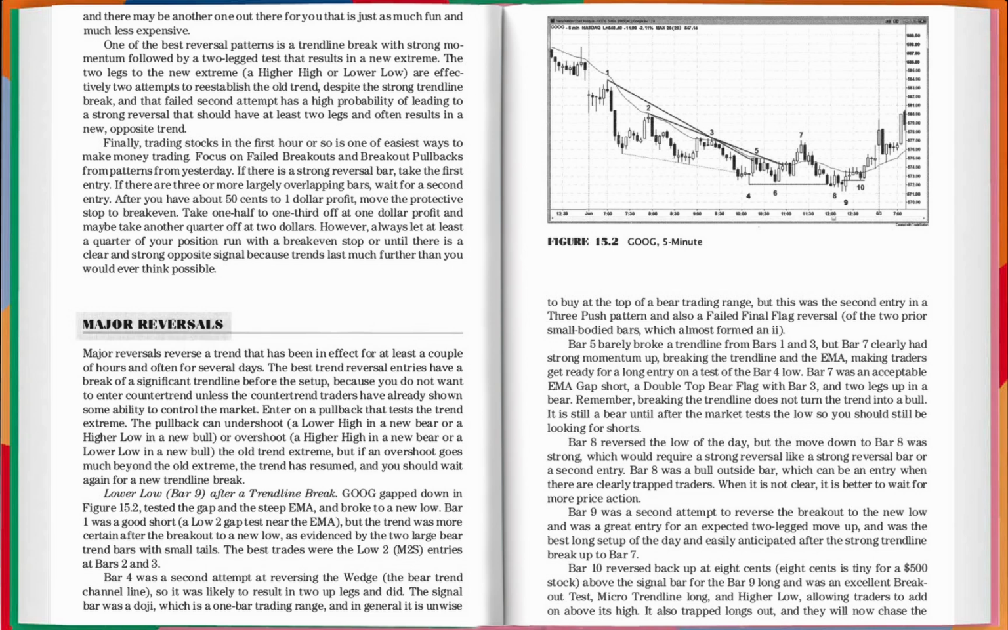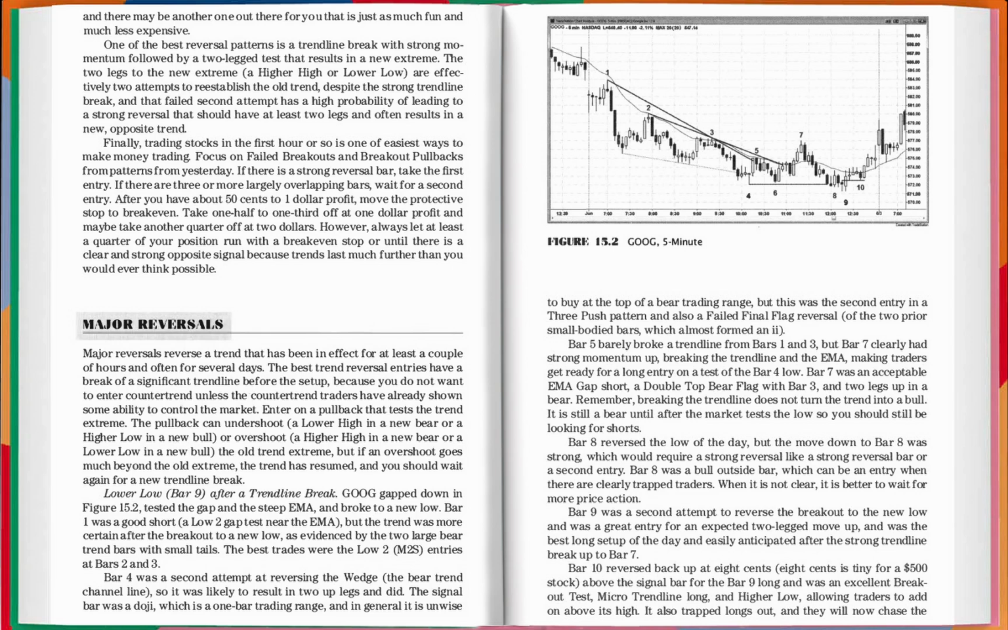Bar 4 was a second attempt at reversing the wedge, the bear trend channel line, so it was likely to result in 2 up legs, and did. The signal bar was a doji, which is a 1-bar trading range, and in general it is unwise to buy at the top of a bear trading range. But this was the second entry in a 3-push pattern and also a failed final flag reversal of the 2 prior small-bodied bars, which almost formed in bar 2.